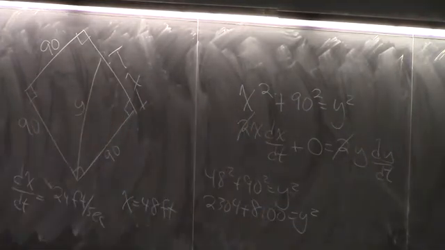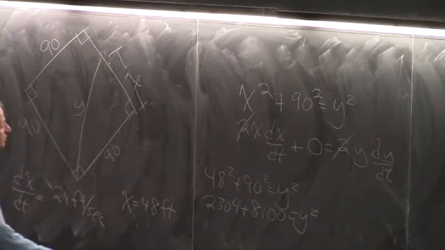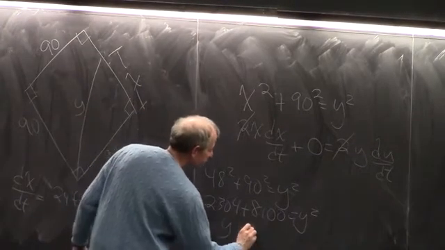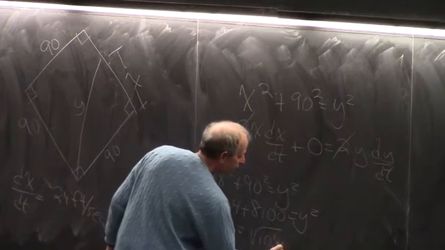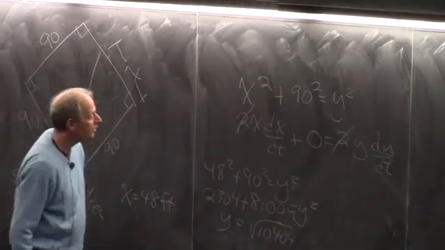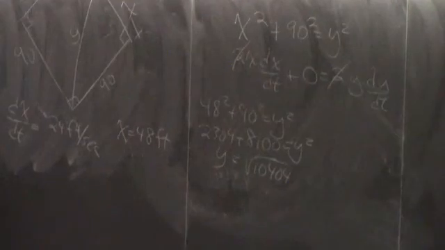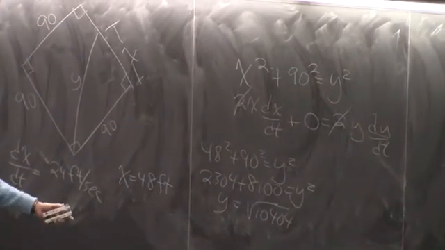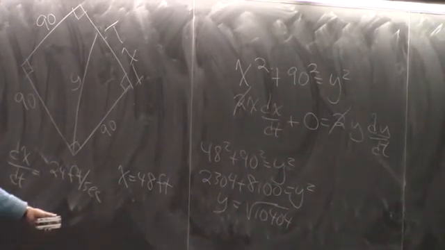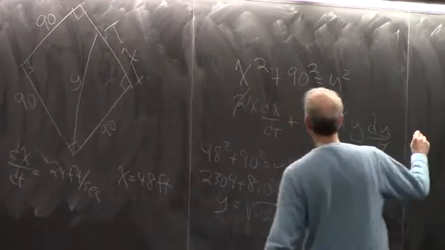There's a trick to that. All right, so that's 10,404. So y is the square root of 10404. We could ask you to do 48 squared on the exam. You just take a piece of paper and pencil, and you write 48 and 48 and you multiply.